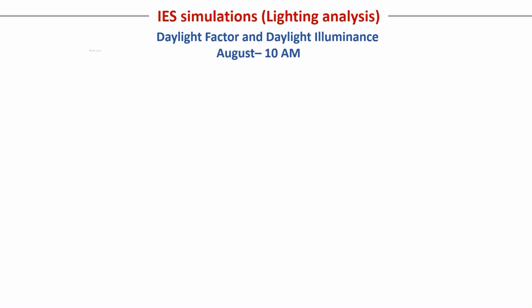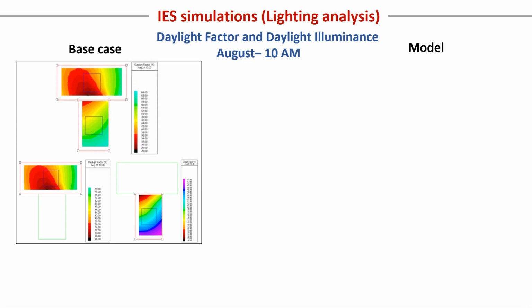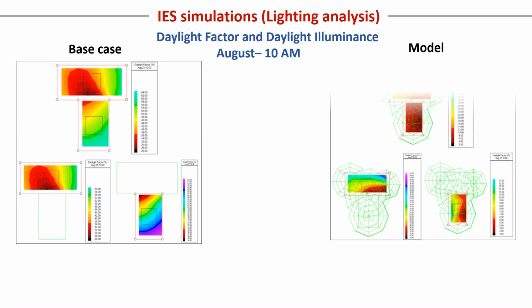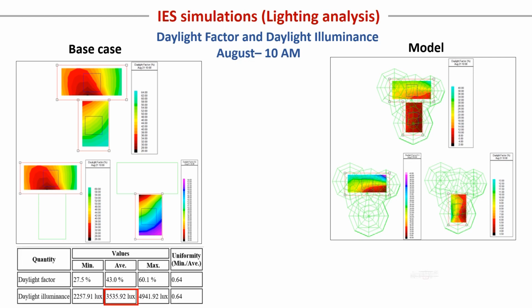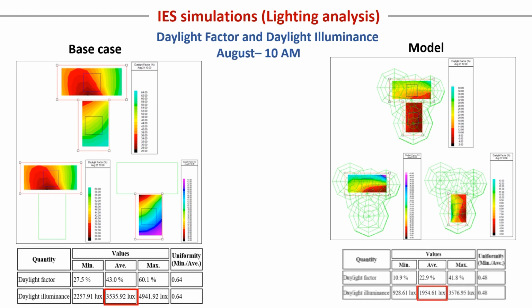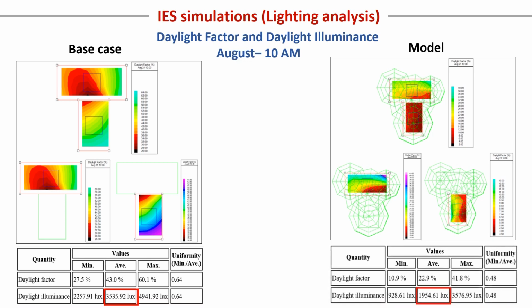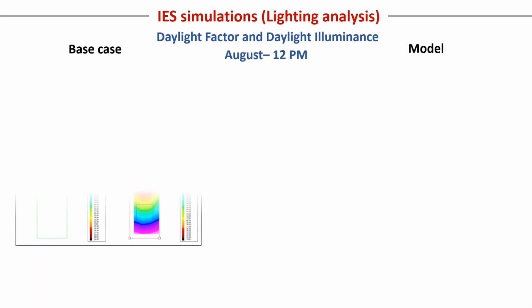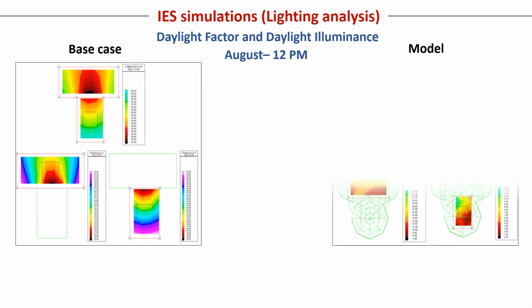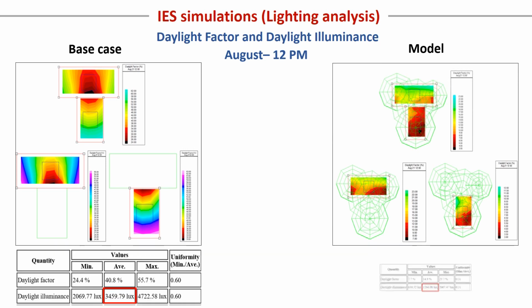For the daylight factor and illuminance, we have the simulation for each month at three different times of the day, which are 10 a.m., 12 p.m., and 3 p.m., for both the base case and the model, to see the average daylight illuminance after we put the pavilions. You can notice that in all the simulations after we put the model, the average daylight illuminance ranges between 600 and 2000 lux, which is considered a comfortable range.